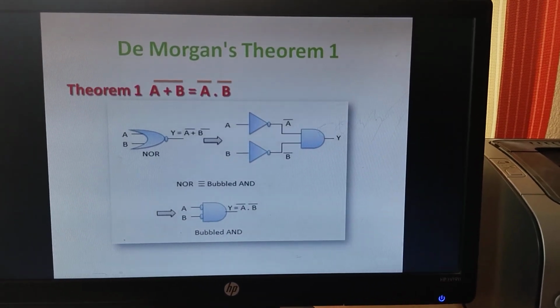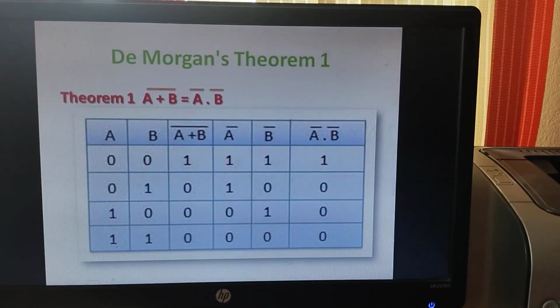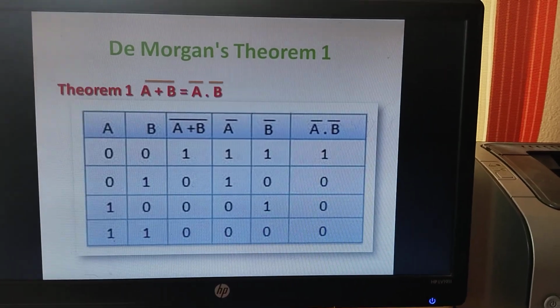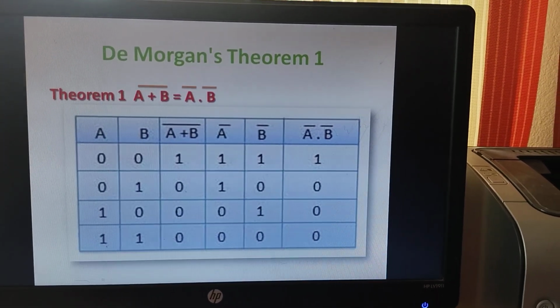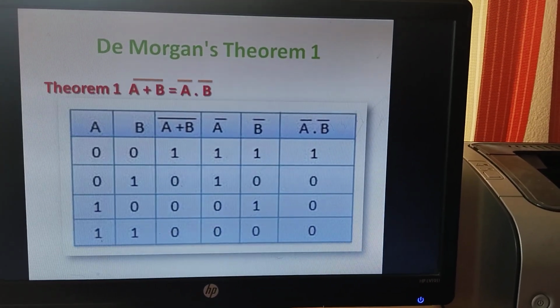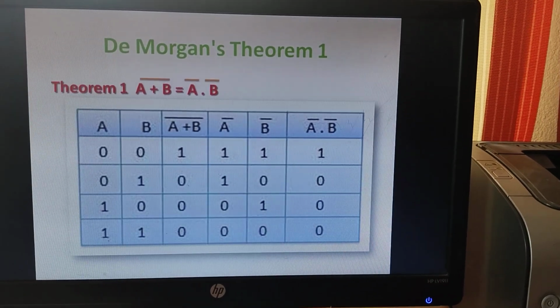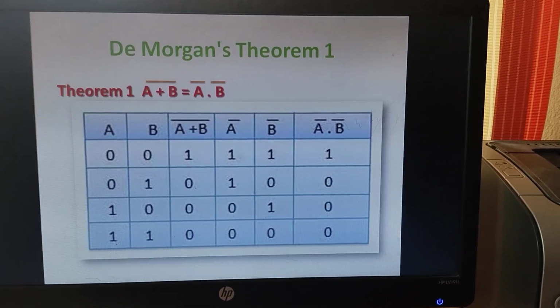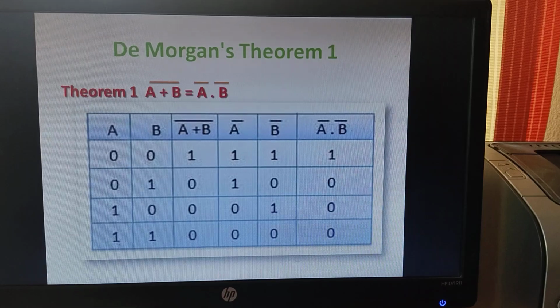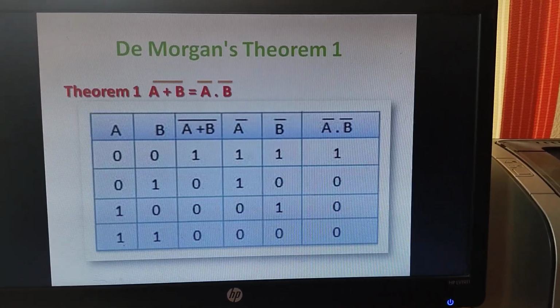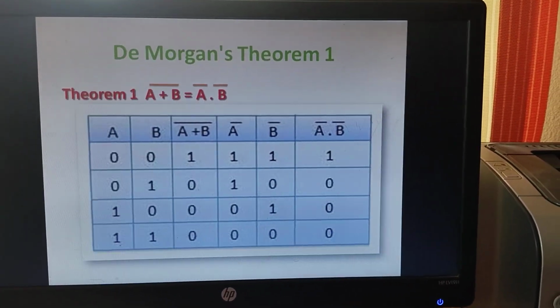Here is the truth table for De Morgan's law. A, B. The first one is A plus B the whole bar. Similarly, A bar, B bar, then A bar dot B bar. Here, refer to column 3 and column 6. Same inputs, same outputs. So it is called De Morgan's law.